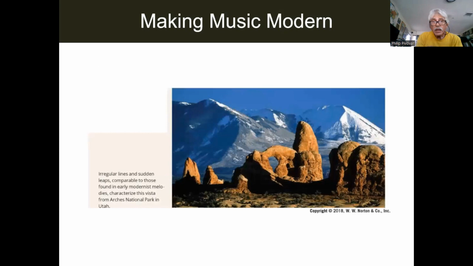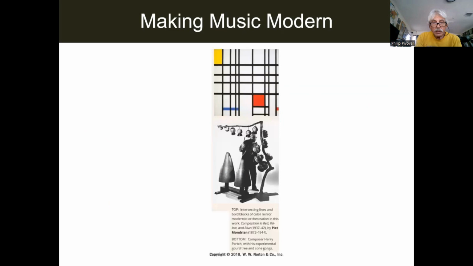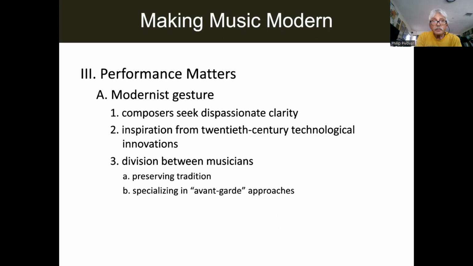So these irregular lines are kind of the way you could think about some of the 20th century music. Intersecting lines and bold blocks of color. So you have like two schools, those who are interested in preserving the tradition and maybe changing it a little bit, and those who are whacked out and avant-garde and want to do absurd things with music. That is the end of our short introduction to the 20th century via Prelude 6.